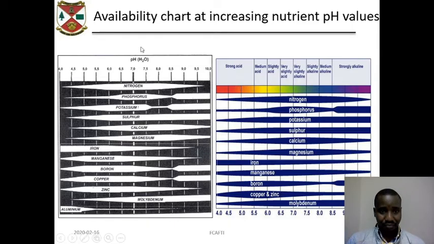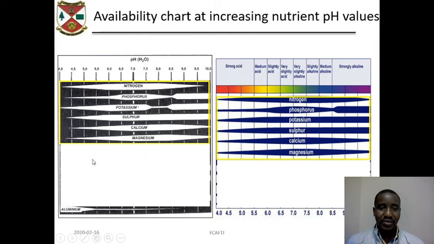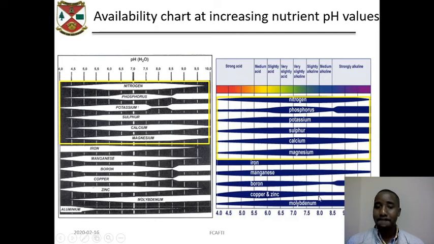So this one was produced here in South Africa, and this one was produced in America, obviously, by USDA. Now the elements concentration in those availability charts, the ones that are in the yellow rectangle, are our macronutrients, and these ones are our micronutrients, okay?